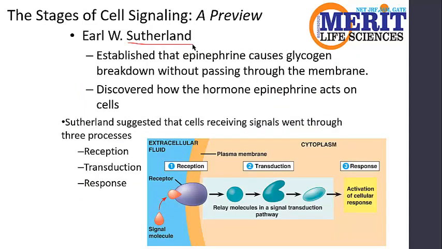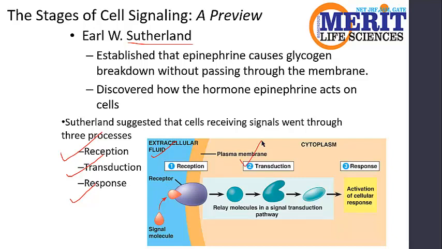So Sutherland, there may be reception first, there should be transduction, and then there should be response. One forgot to mention about the termination. So basically there are three steps involved. Reception will be first, transduction will be next, and then response.